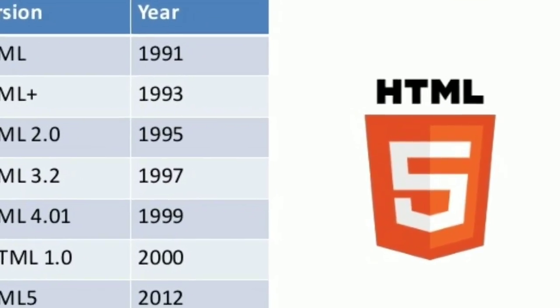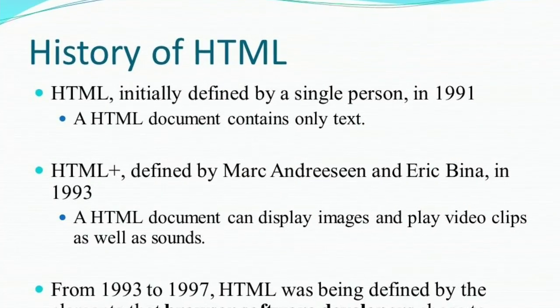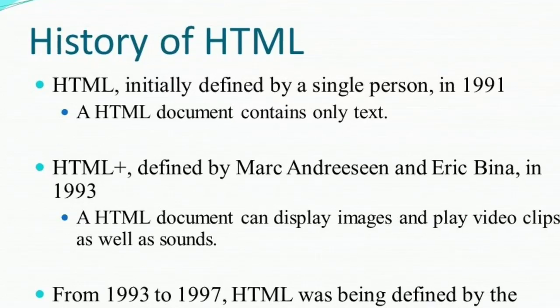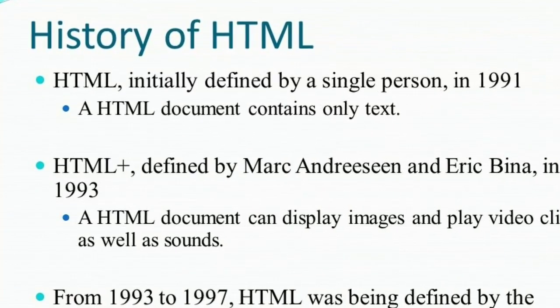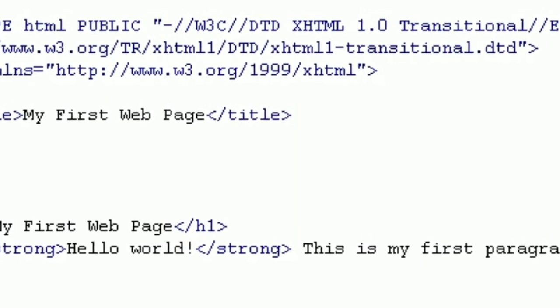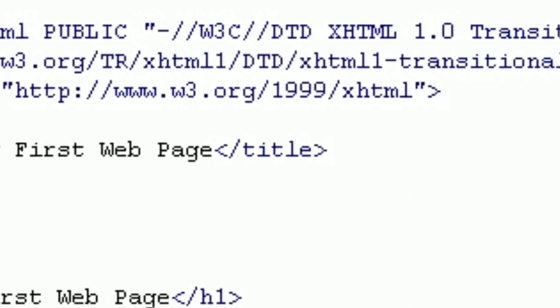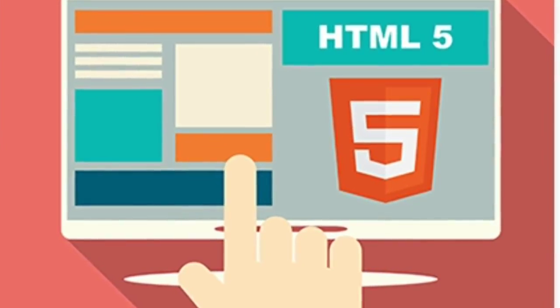You can see the versions of HTML. The first version of HTML was called HTML, and it came in year 1991. XHTML came in year 2000. HTML5 came in year 2012.